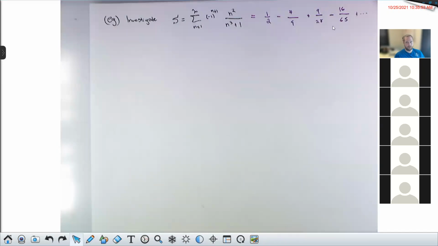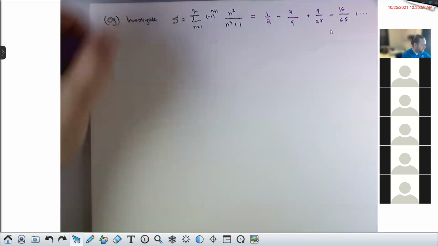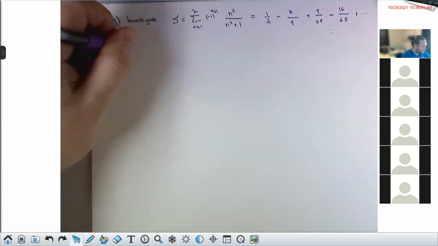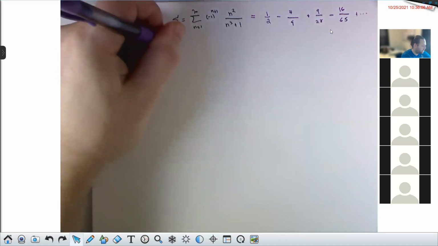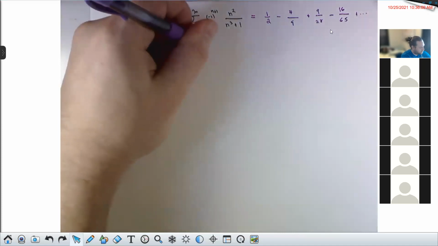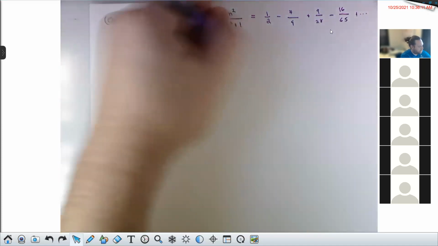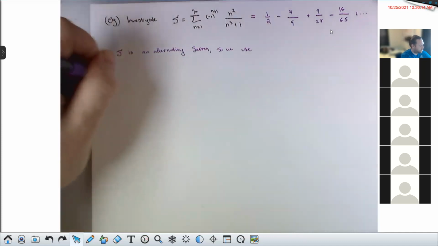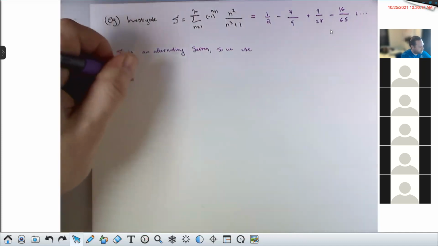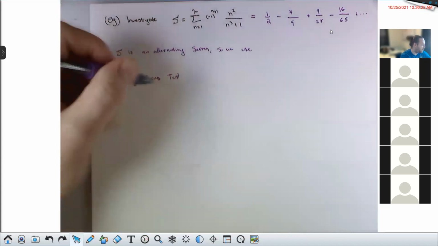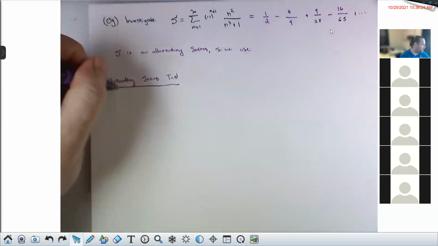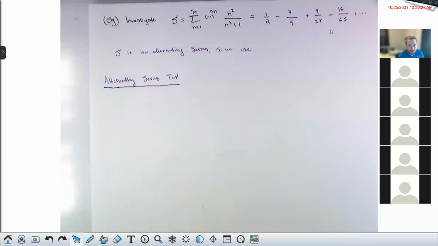So indeed, looking at it, this is an alternating series, right? The terms are positive, negative, positive, negative. This is an alternating series. So we use the alternating series test. And I'd like to point out that we cannot use any other test on this or the previous series, because all those other tests require that your series only have positive terms.